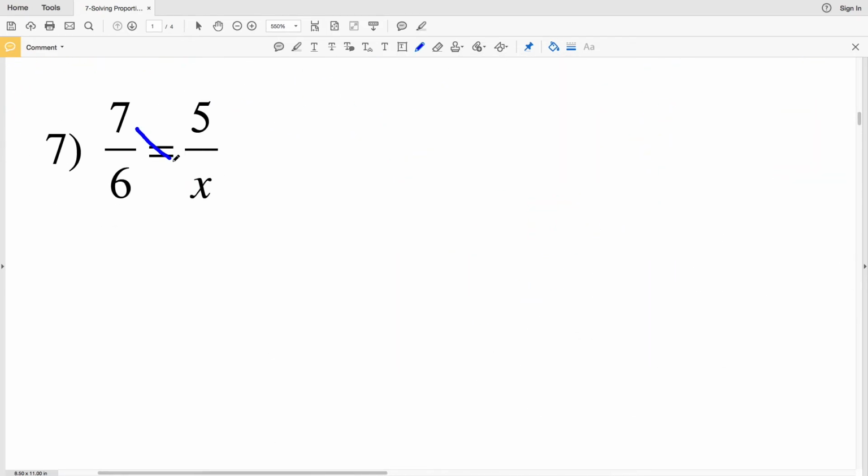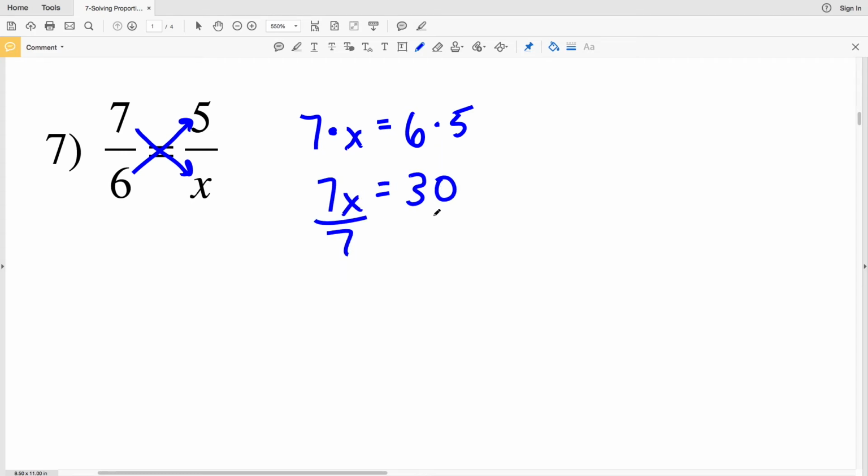In number 7, cross multiplying, I'll have 7 times x equal to 6 times 5. 7 times x, I can write as 7x. 6 times 5 is 30. Dividing both sides by 7, I'll get x equal to 30/7.